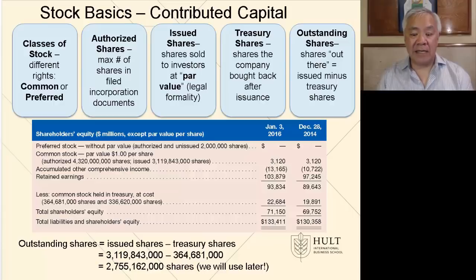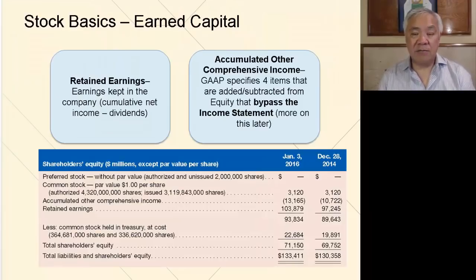The terms are outstanding shares. On the very bottom, you see outstanding shares equals issued shares minus treasury. In this particular case, Johnson & Johnson has 3.1 billion shares minus the treasury of 364 million, and that leads to total outstanding shares of 2,755,000, and we'll use this later when we do computations of earnings per share. But this is something that we can derive right from the face of this particular shareholder equity section of the balance sheet.